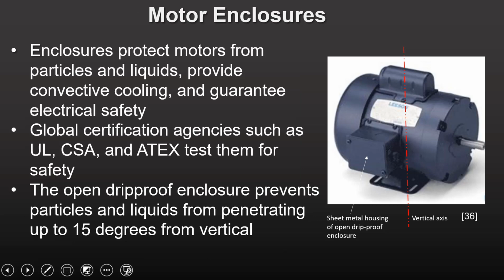Enclosures protect AC motors from particles and liquids, providing convective cooling and guaranteeing electrical safety. NEMA and IEC specify enclosure designs. Global certification agencies such as UL, CSA, and ATEX test enclosures for safety specs. The open drip-proof enclosure in the photo to the right prevents particles and liquids from getting inside the motor at angles up to 15 degrees from the vertical axis.